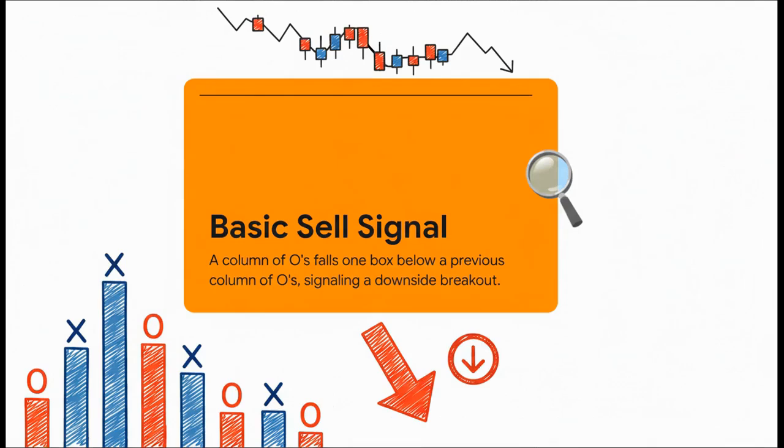And you guessed it, the sell signal is the exact mirror image. When a column of O's, falling prices, drops one box below the bottom of the previous column of O's, that's your sell signal. It's a downside breakout. It suggests supply is now in control, and you might want to watch out below.